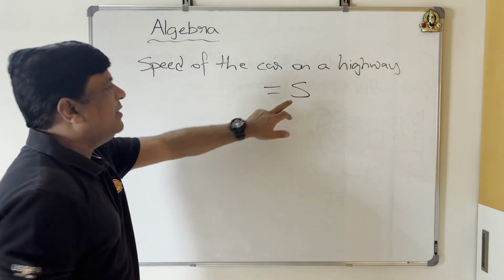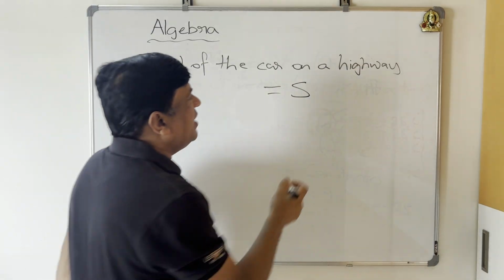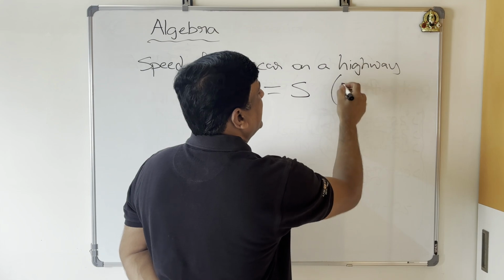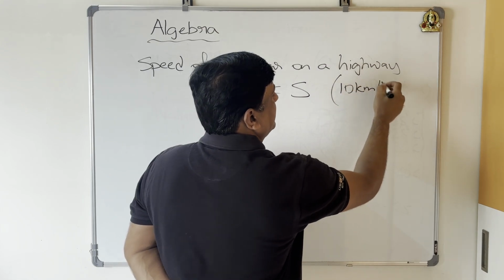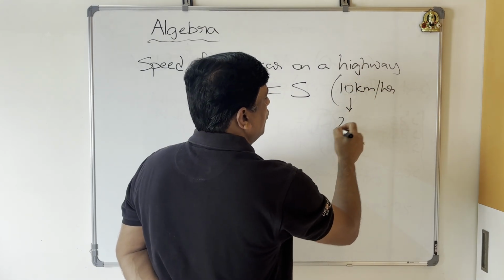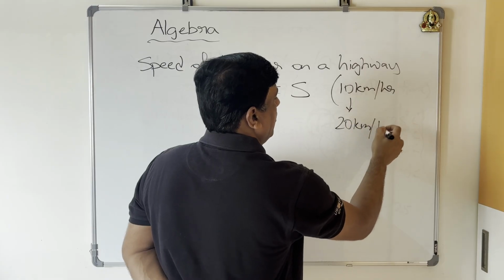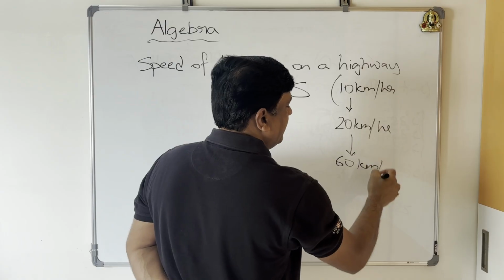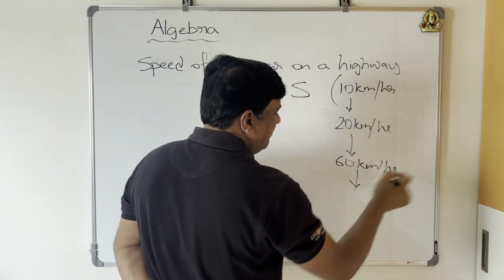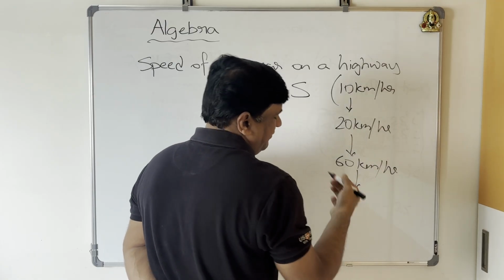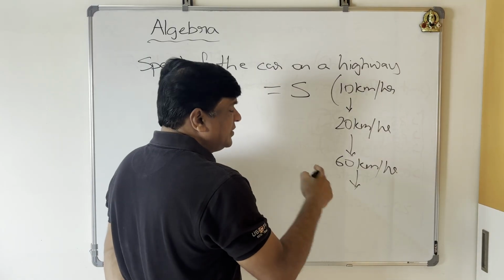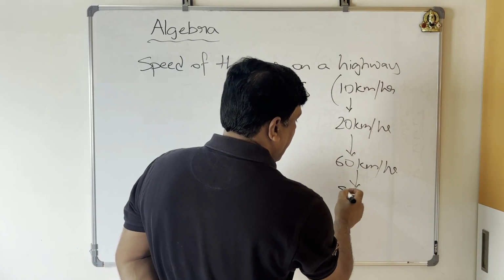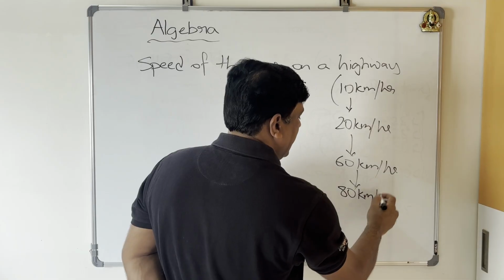I'll assign a variable called speed. So when you start from home, you might be driving at only 10 km per hour. As you keep going, you increase it to 20 km per hour. At the moment you hit the highway, you might be driving at 60 km per hour. Further, when the highway is very free and if the speed limits allow it to go till 80, we'll go till 80.